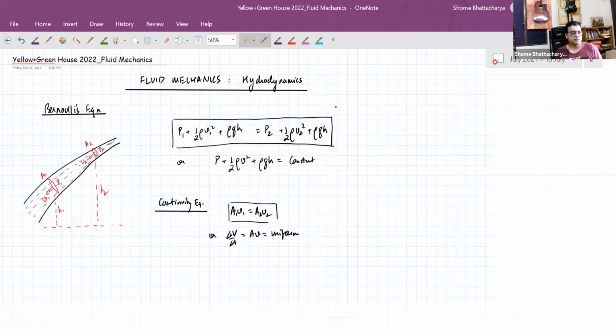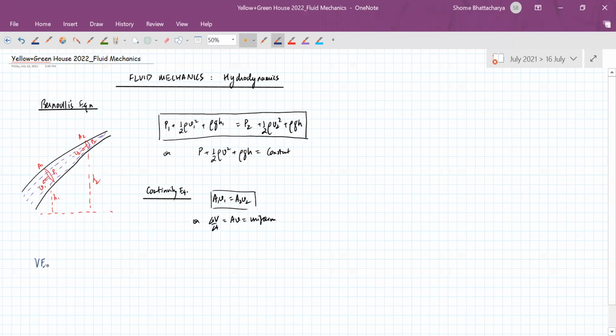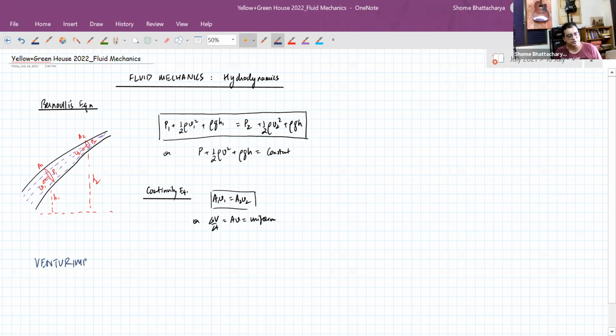So let us start with one of the common applications of these equations, in a physical apparatus called the Venturi meter tube, or simply Venturi meter. So this is an apparatus used to measure the flow rate in a steady flow situation. So it works completely on the principle of application of these two equations. So let's understand it in detail.